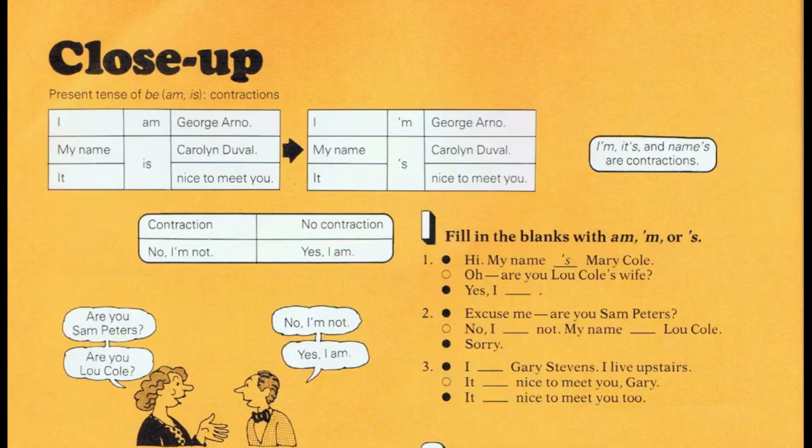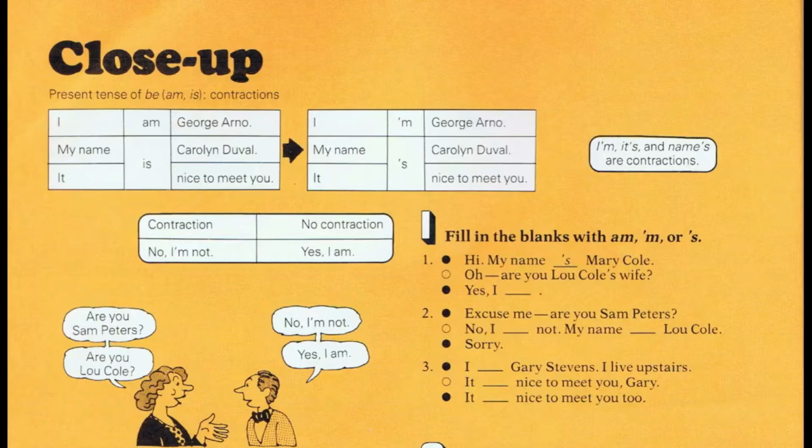Then it is nice to meet you on the left side. On the right side, it's nice to meet you. Apostrophe S makes it short for us. Then in another box, you can see an exception. On the left side, contractions. No, I'm not. On the right side, no contraction. Yes, I am. It means for yes, I am, we cannot have any contractions as a short answer.